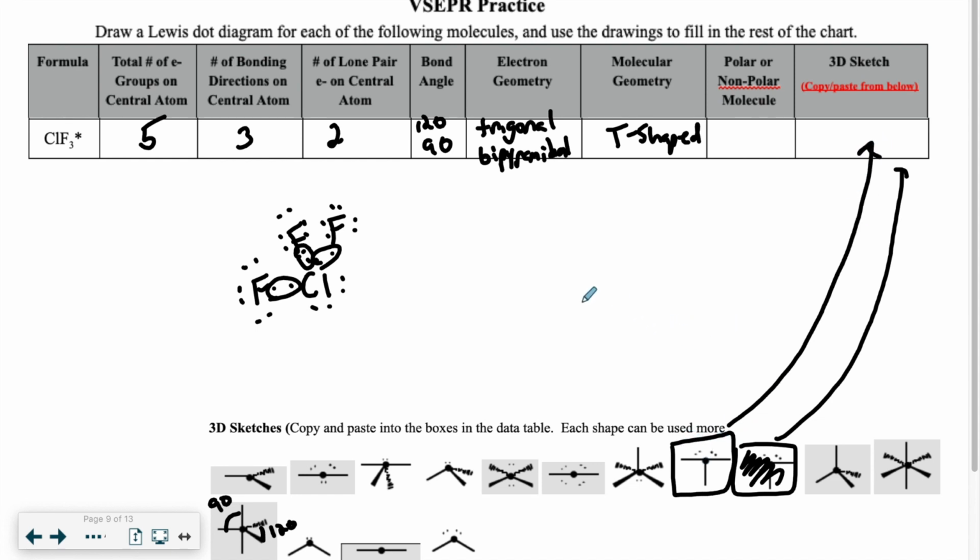And then for determining the polarity of the molecule, the fluorine here would cancel with the fluorine there, but this fluorine would not cancel out with the 2 lone pairs. This is going to be a polar molecule again.